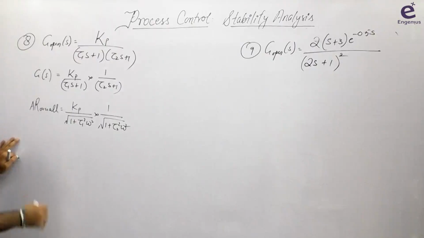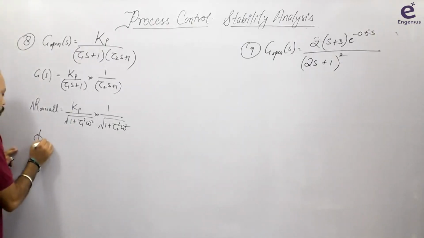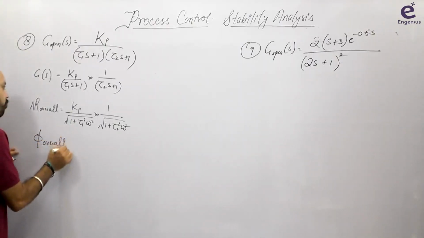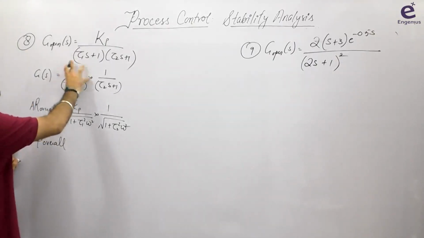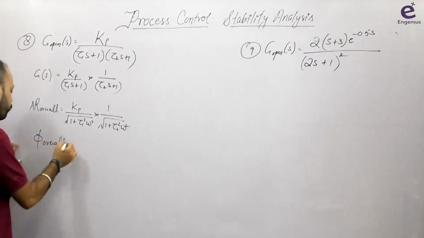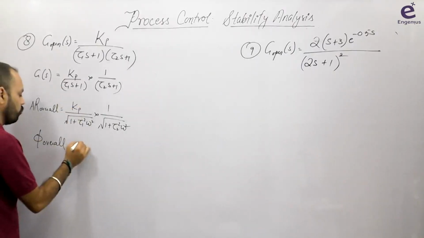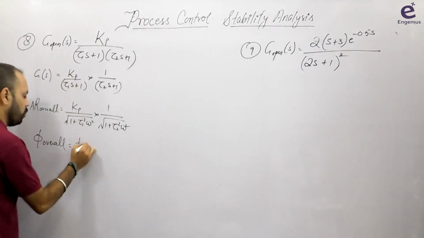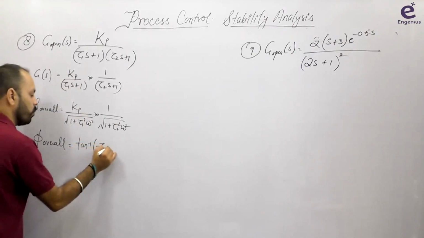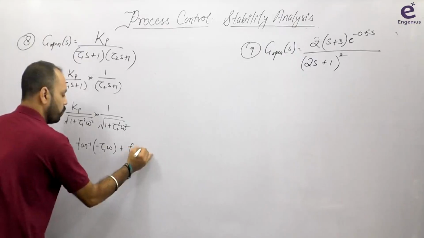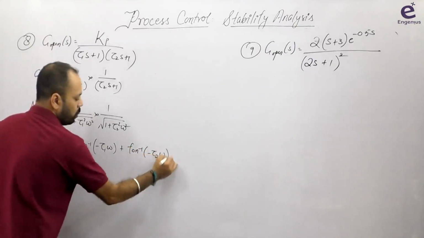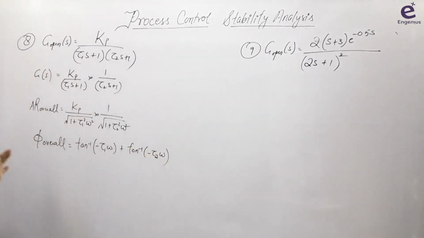Why put s is equal to i omega? Phi overall. The only thing you have to take care of is the proper breaking so that you know the AR and phi of this, you know the AR and phi of this. You can do that. Phi overall is the individual sum. So there is no role of Kp in phi. Tan inverse minus tau 1 omega. I can also write minus here or here, plus tan inverse minus tau 2 omega. Done. This is how you find AR overall and phi overall.